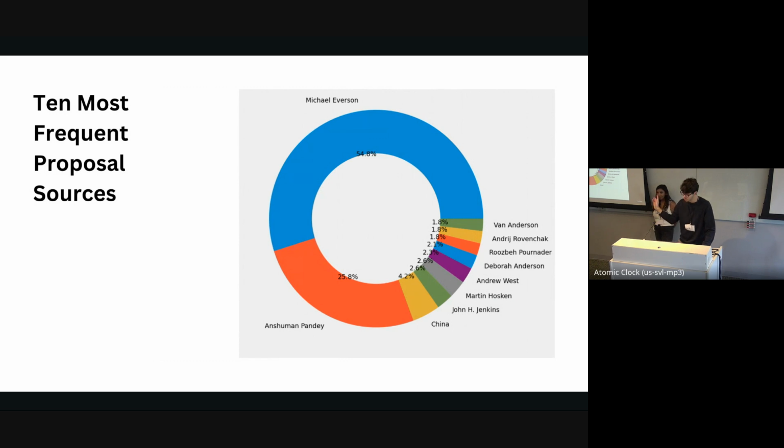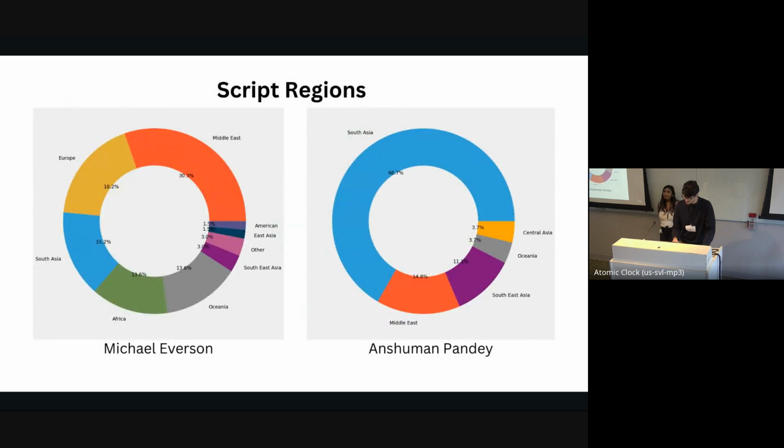And also this is across all proposals, but when you look at just initial proposals, you'll note that Everson actually goes up to 60.8% of all the submitted proposals. And then this is just looking at Michael Everson and Anshuman Pandey, and how they are split between which regions they focus on. You'll see Michael Everson has a breakup of mostly the Middle East, Europe, and then after that some South Asia focus. Anshu mostly focuses on South Asia, making up like 67% of his work.